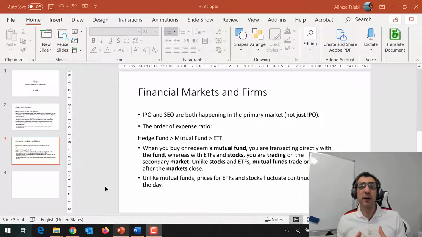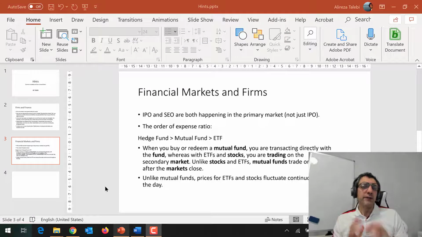IPO, initial public offering, is happening for the very first time when companies look for new funds or new investment from shareholders. So just make sure you consider that IPO and SEO are both happening in primary market. It's not just about IPO.